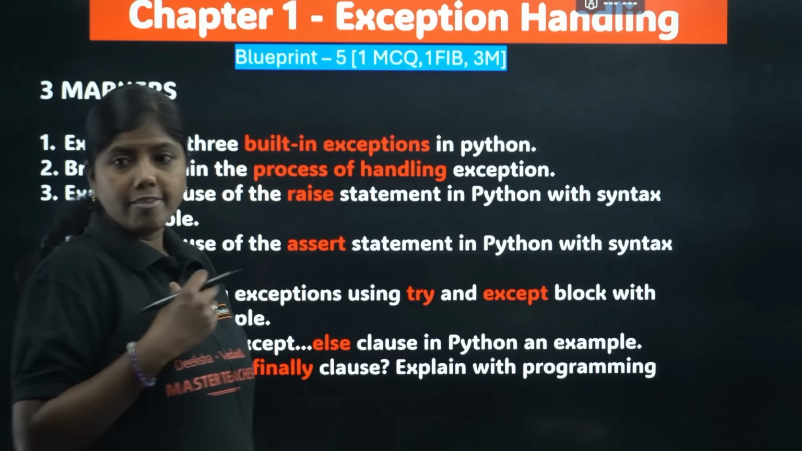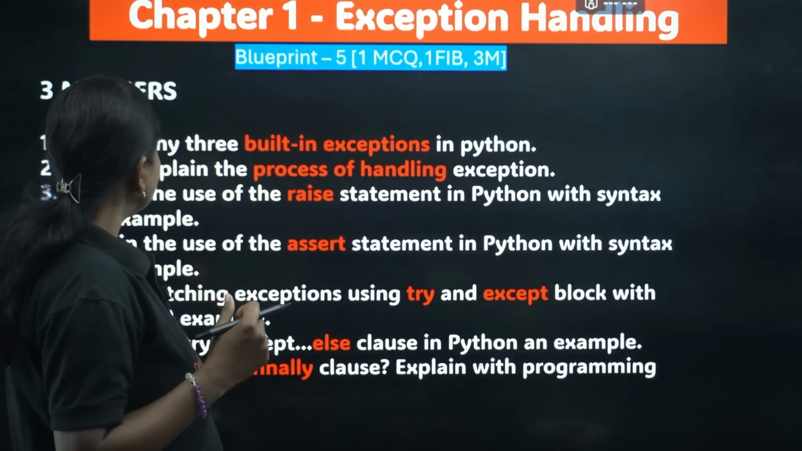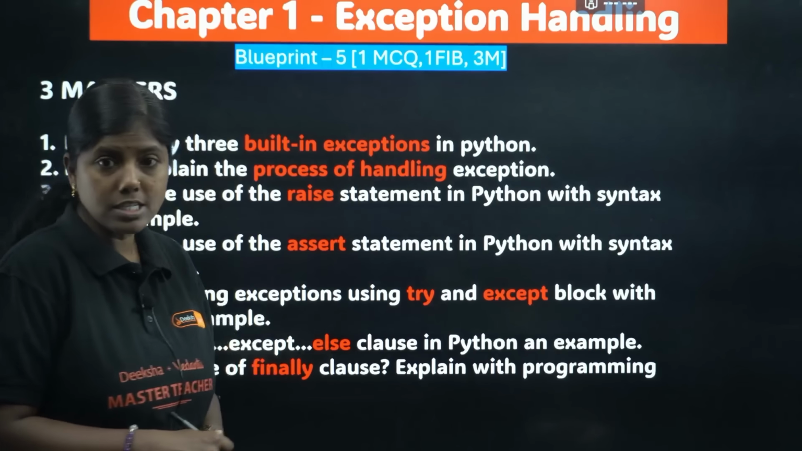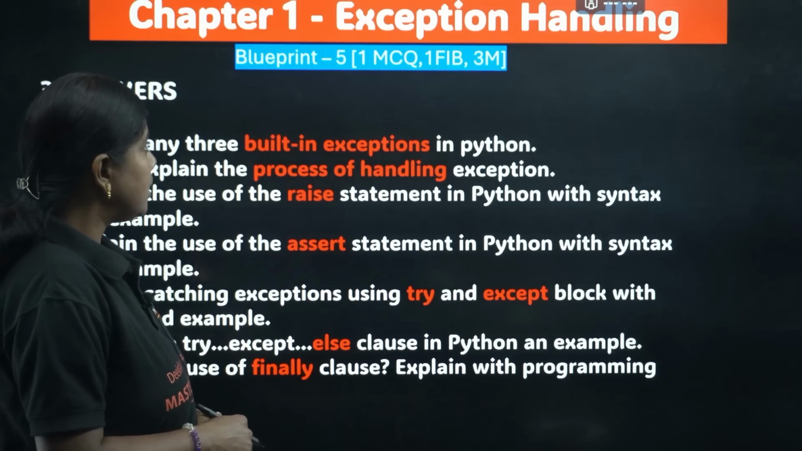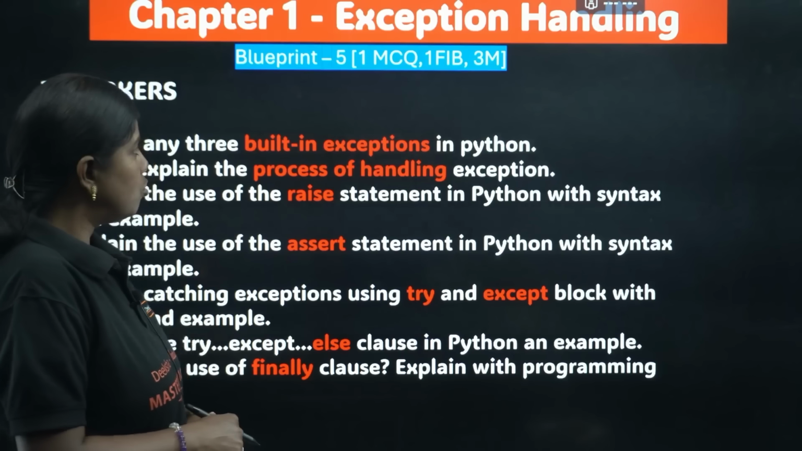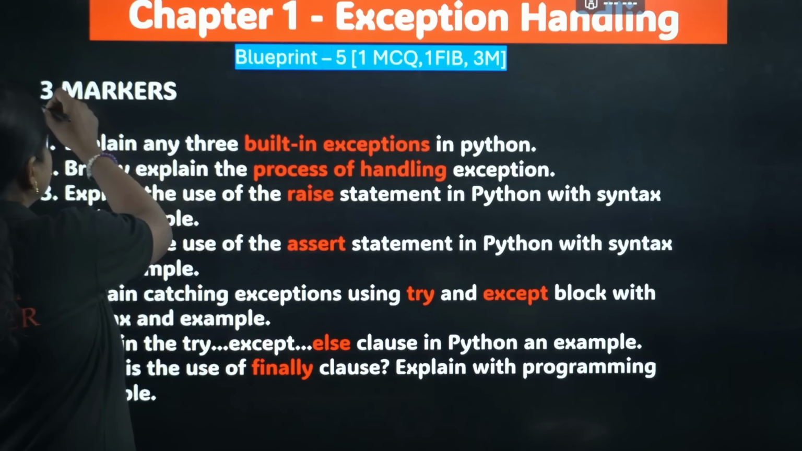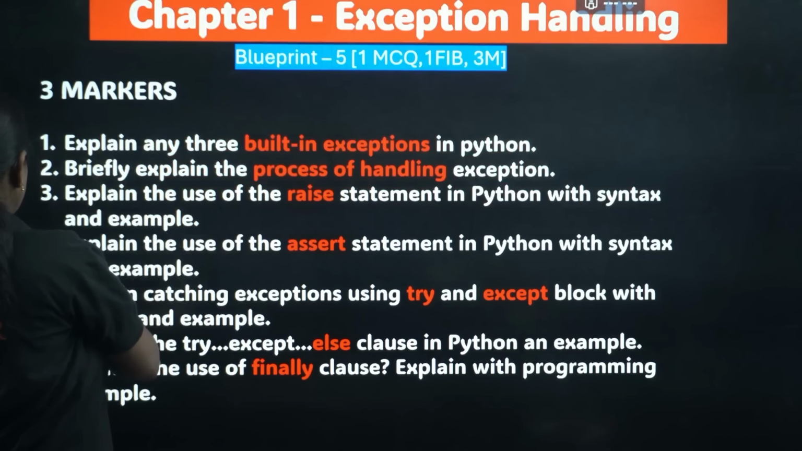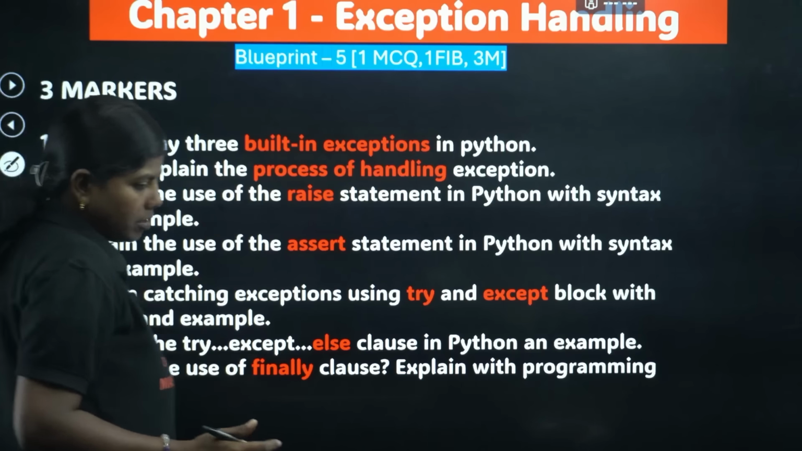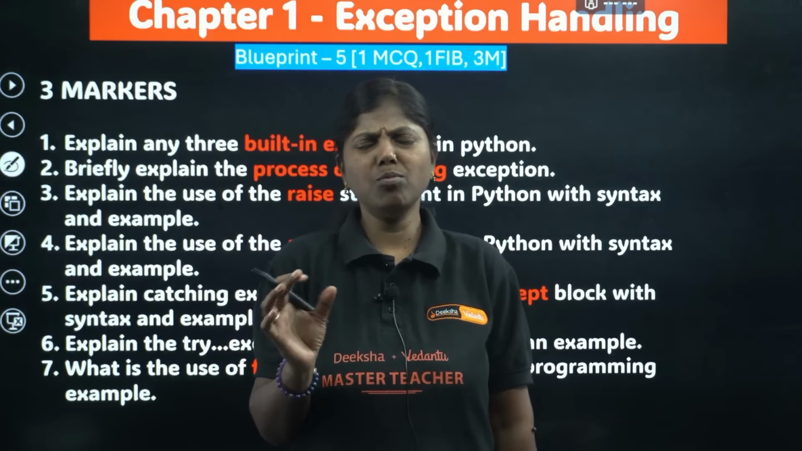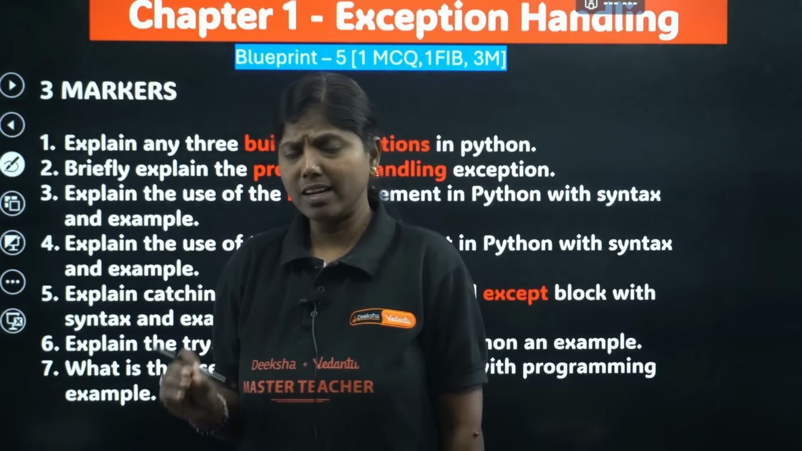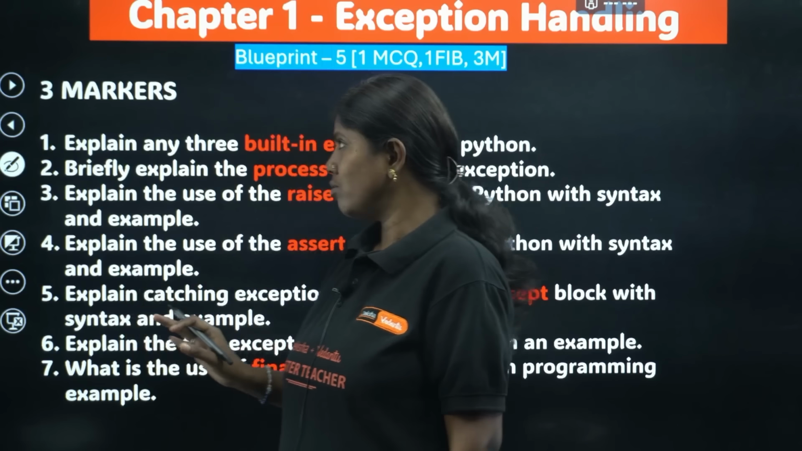So what do we have here? You can just see this blueprint here. We have 5 markers, okay, and then we have 1 MCQ, 1 fill in the blanks and 1 3 marker. So what do we have in the 3 markers? These are the most frequently asked questions, and there are only a few topics. If you study that, that is more than enough.